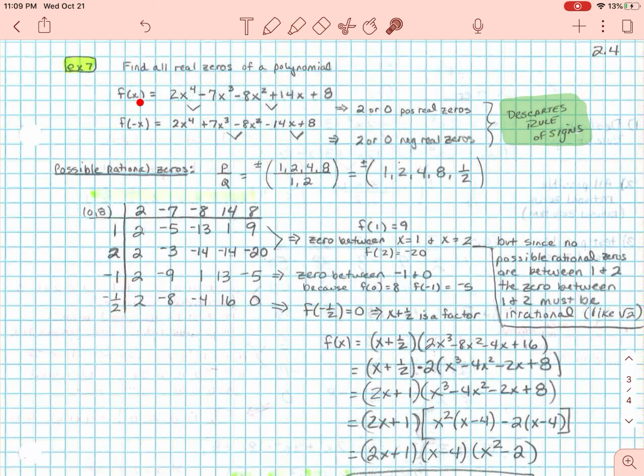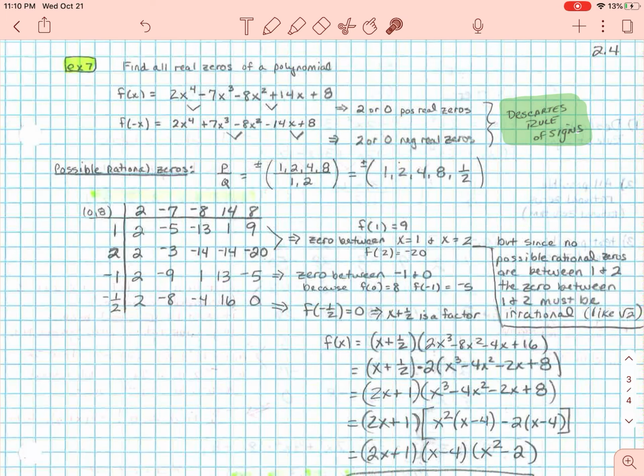Descartes' rule of signs says that when you take your polynomial, f of x, and look at the number of sign changes between the terms. So here, this first term is positive, second term is negative, that's a sign change. Next term is negative, so these two are both negative, that's not a change. But now we go negative to positive, that's another sign change. Positive to positive is not. We see two sign changes. So that means Descartes figured out that there will be either 2 or 0 positive real zeros.